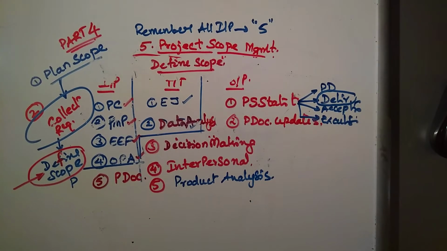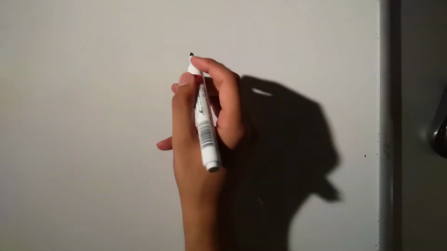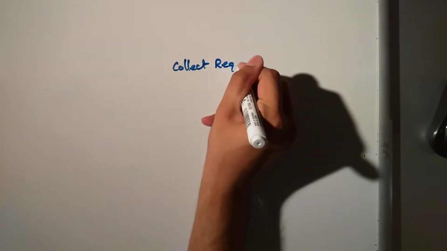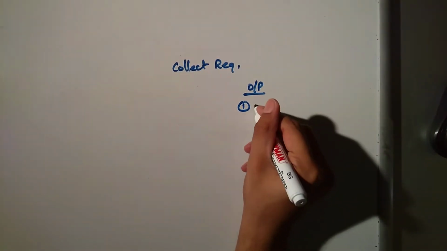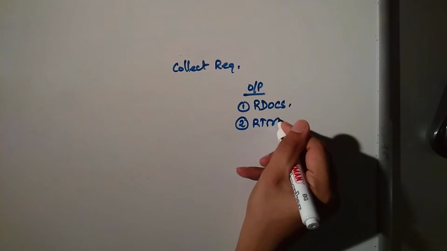I think this is very easy. Let me do a fast brush up. You will understand very easily. Let me just rub everything. Let me do a brush up of the second process, collect requirements. What did we learn? We know the outputs. What are the list of requirements? That is the requirements document. And what? Requirements traceability matrix. Any problem?